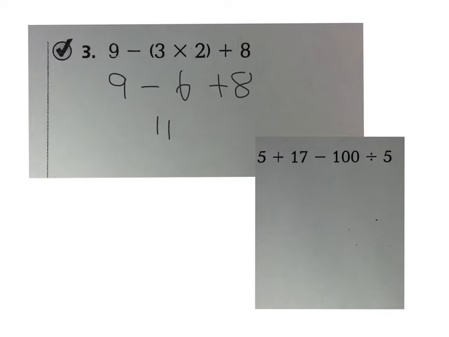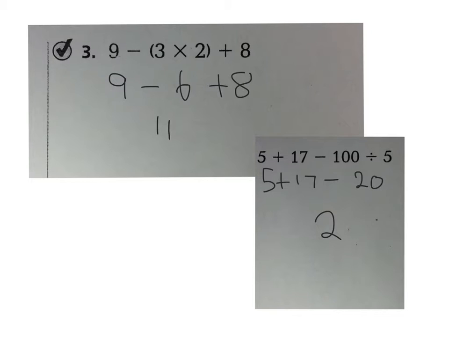Now I'm going to look at the next one. I don't see any parentheses, but I do see division. So I'm going to go ahead and do 100 divided by 5, which is 20. I'm going to keep my 5 plus 17 minus. So now I'm going to do it from left to right. In this case, addition comes first because it comes first. 5 plus 17 is 22. 22 minus 20 would be 2. So that's how I'm going to solve these.